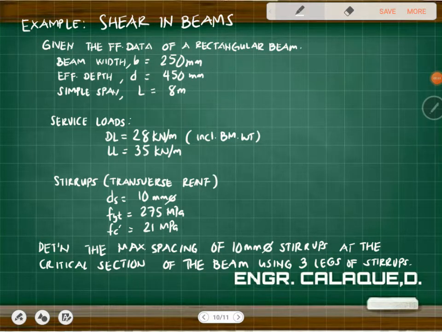Okay, so let's continue in shear and beams. So this time, mag-solve tayo ng maximum spacing of 10 mm diameter stirrups at critical section of the beam.